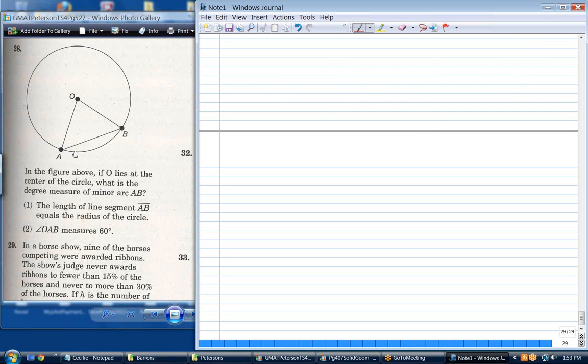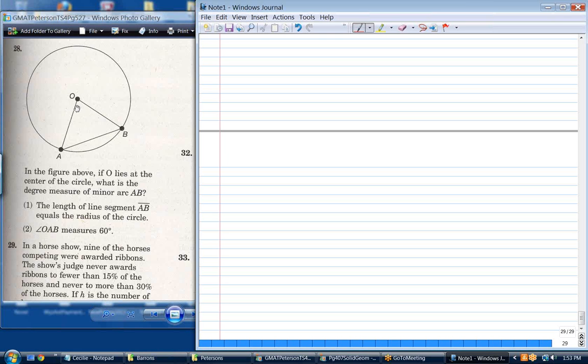Minor arc AB is the degree measure of that, something between 0 and 360 degrees. What's the simpler statement to analyze? Well, you can't figure it out with that one.